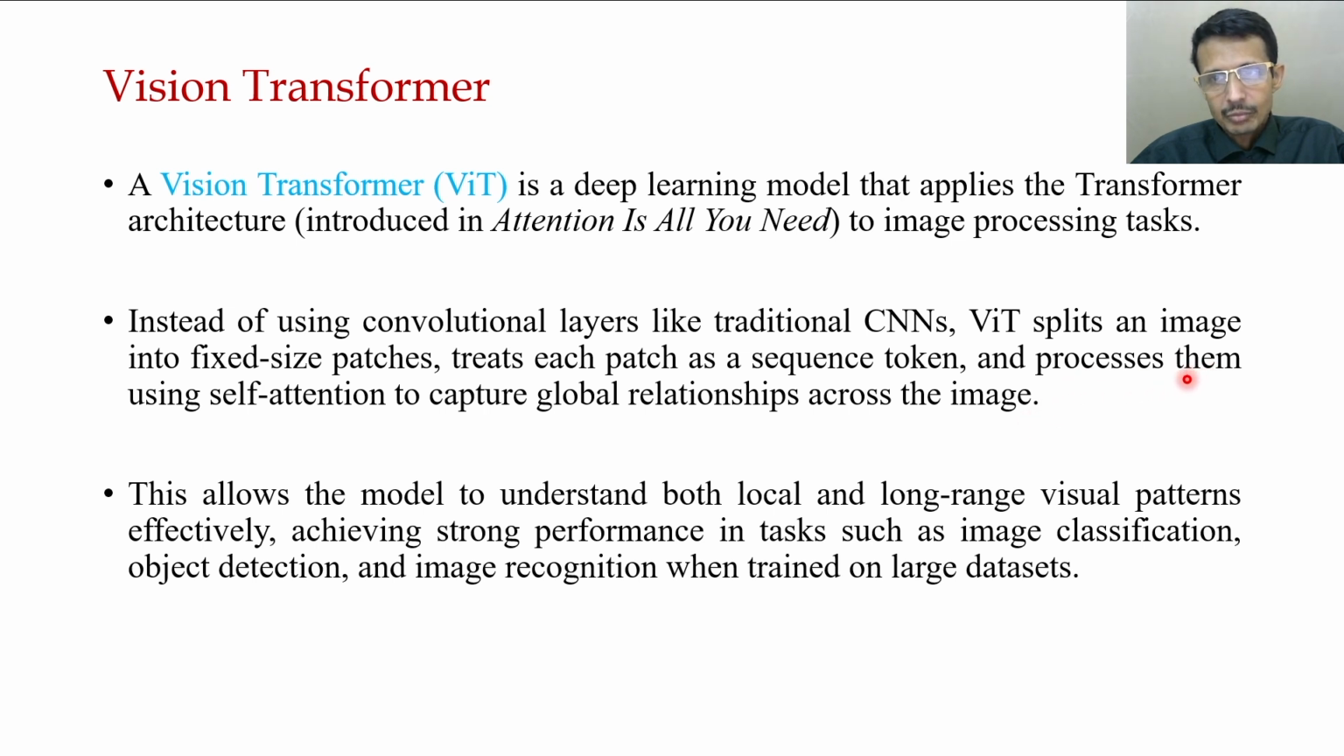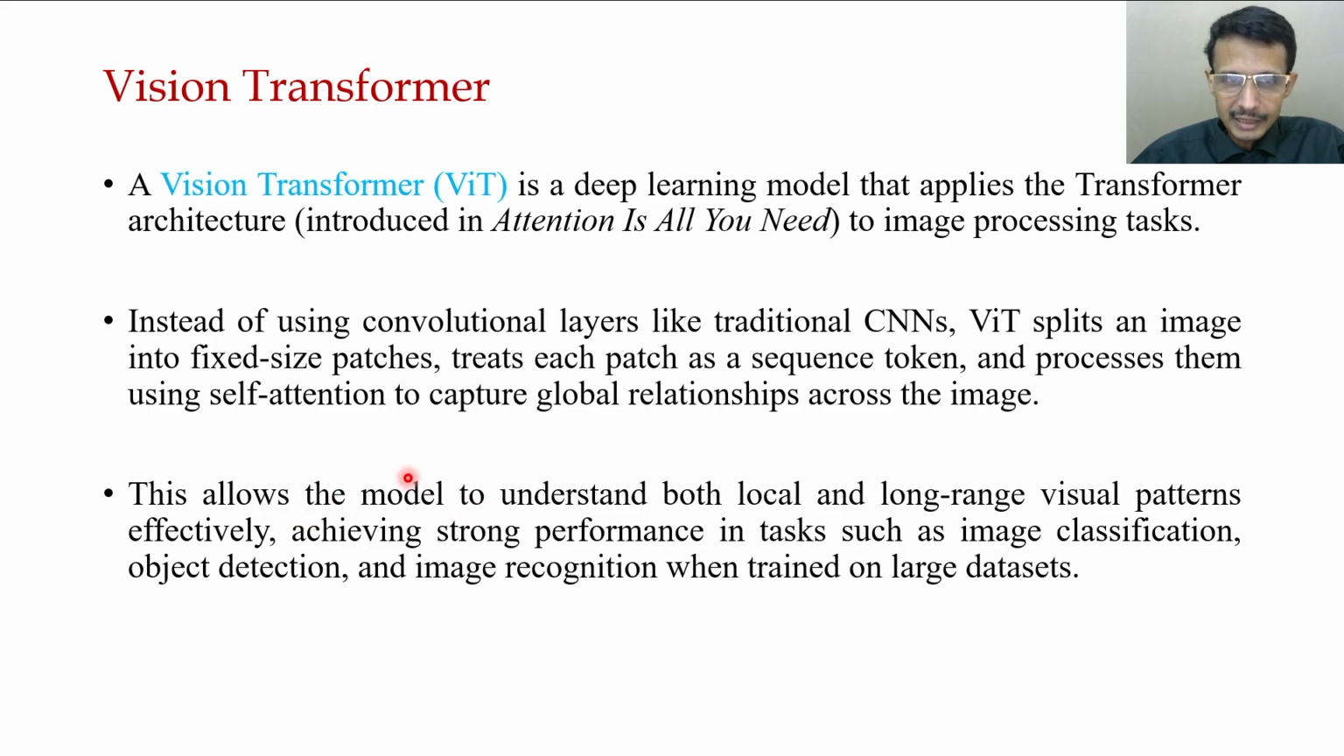If we find out the relation between all the tokens, we can get a global relationship across the image, because basically the patches are only a part of the image. So these capabilities allow this model to understand both local and long-range visual patterns effectively. When we see each patch, it's local statistics. When we put the patches in a sequence and try to understand the relationship between these patches in a sequence, it is global statistics.